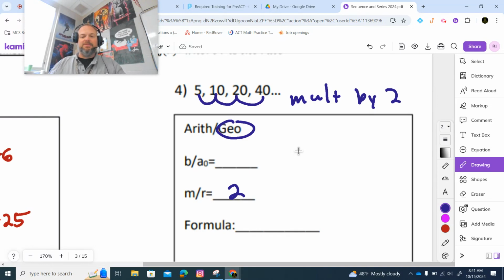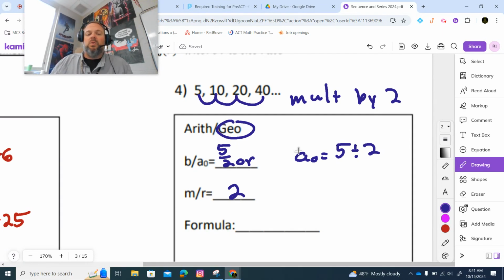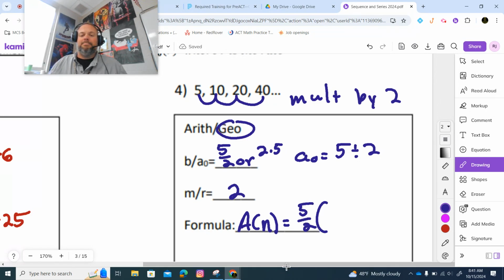So to find a sub 0, I have to take 5 and divide by 2. Now, there's two ways I could write this. I could say 5 over 2 or 2.5. Either one is fine because that divides evenly, correct? Yes. All right. Can I guess? Yes, you can guess. Is it 5 over 2 and then parentheses 2 and then the exponent's n? That's it.